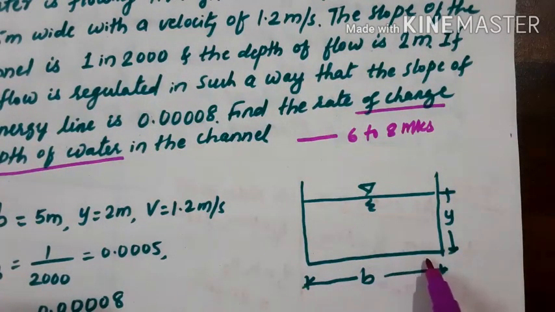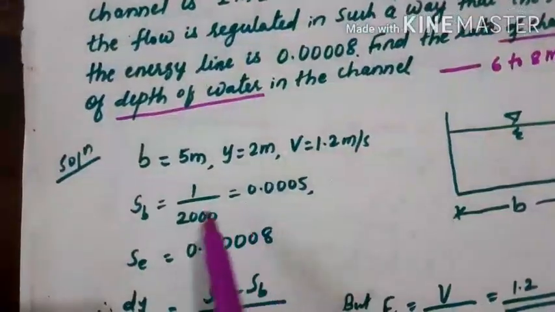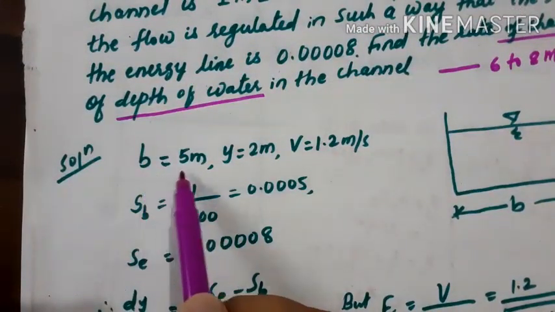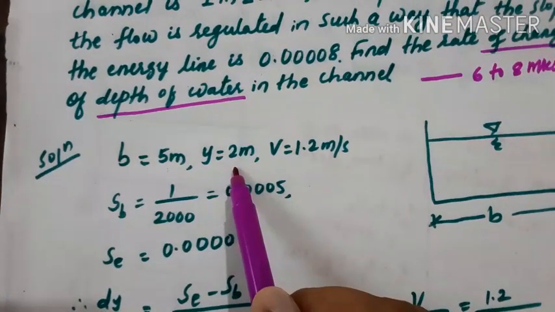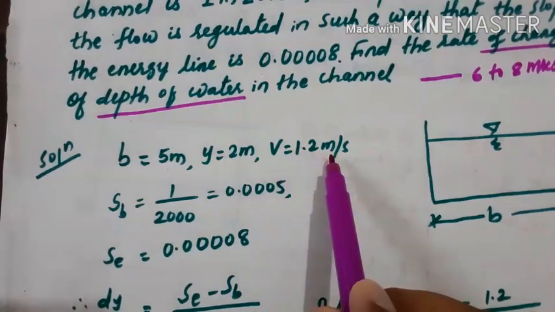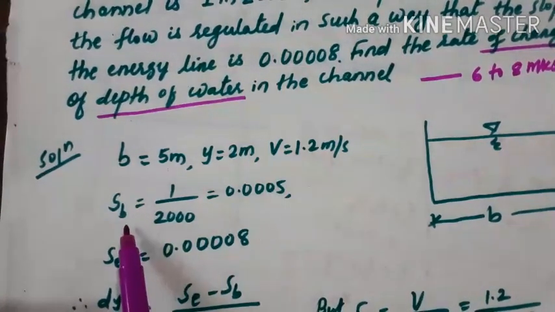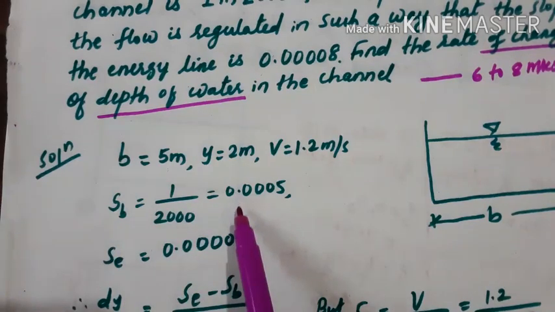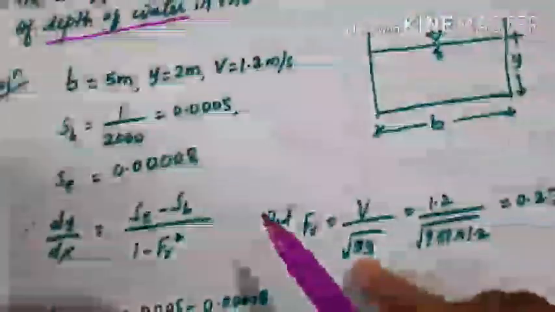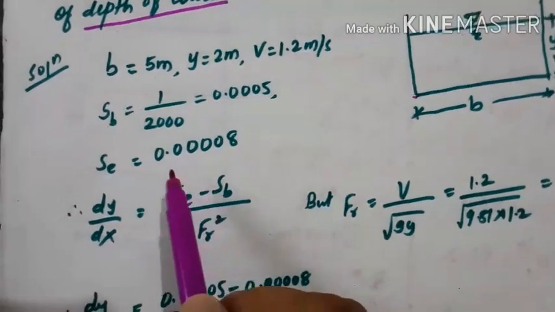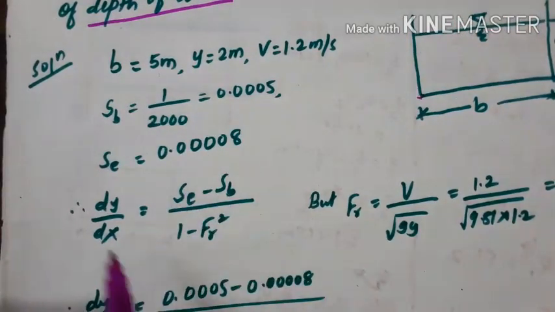This is the width of the channel at the bottom and this is the depth of flow of water y. The given data are: bottom width of the channel is 5 meter, depth of flow is 2 meter and velocity of flow is 1.2 meter per second. Then the slope of the bed is 1 in 2000, and the slope of the energy gradient line is also given.